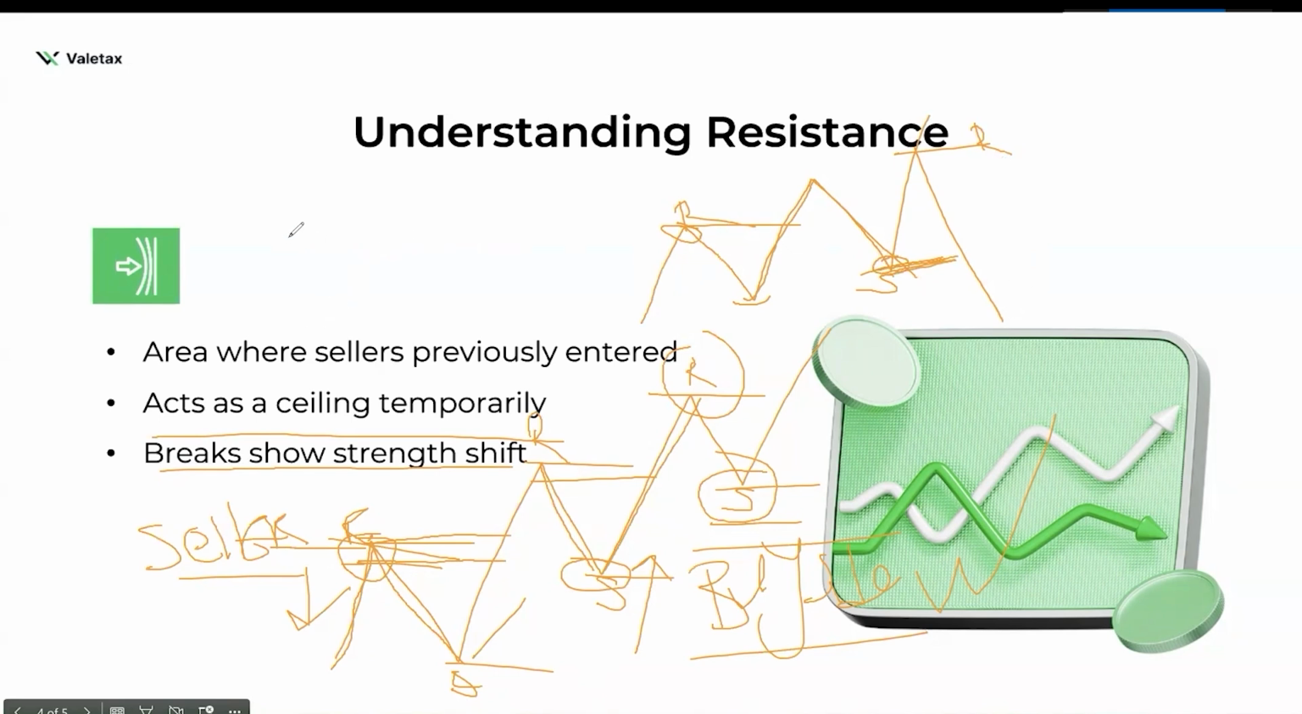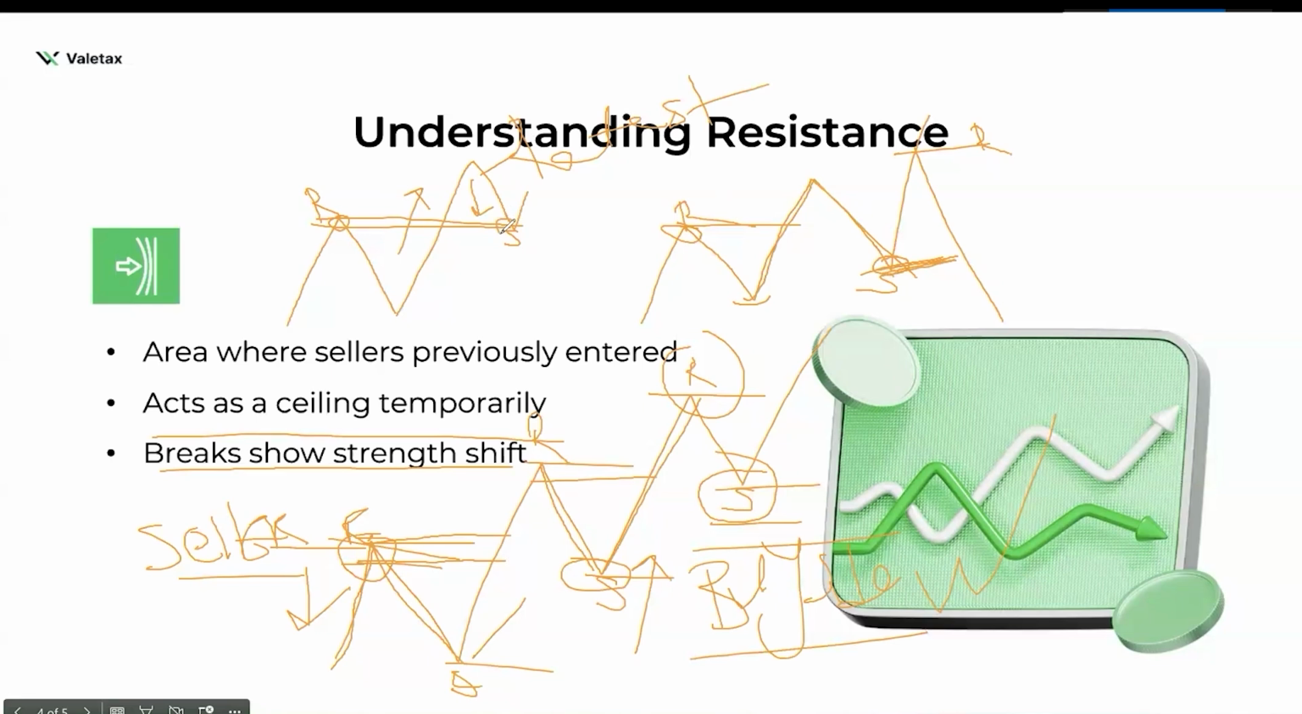Now, when a resistance level is created, we refer to a break of this level and a return back into this level as a retest. So this is where the shift happens, where resistance becomes support. A breakout of resistance and a return back into that previous resistance zone or area is a retest. This move is called a retest.